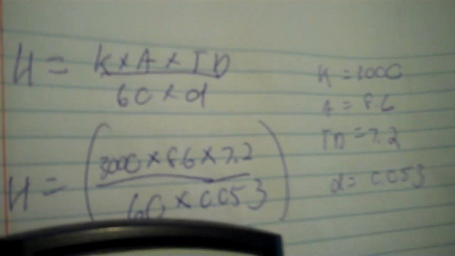Okay, 185,760. Bottom, 3.18. Then I divide, and that's my answer. So I take 185,760 divided by 3.18. It's going to be 58,415.09. Round to the nearest hundredth. Okay, then I got another one.